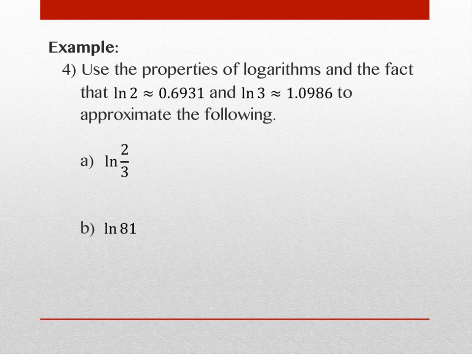So in particular, on this first one, you see division. So how can I rewrite this in an expanded form first?